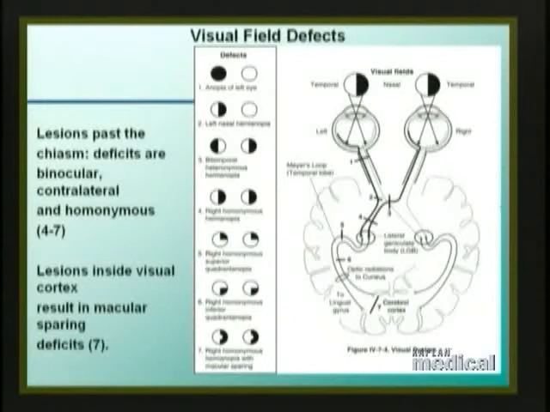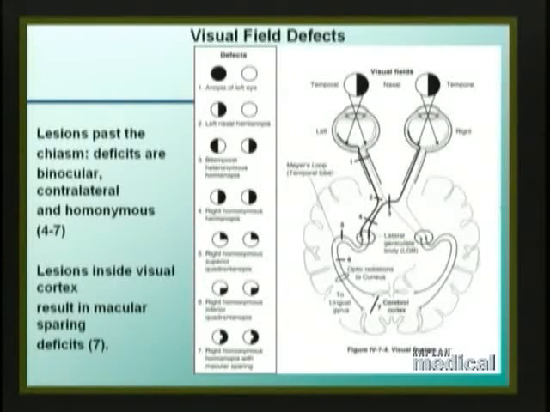All lesions past the chiasm are going to be again different than lesions in front of the chiasm or at the chiasm. Here again, like chiasm lesions, the deficits are going to be binocular. They're going to be shading losses in both circles. But now, very different. Lesions past the chiasm, all of them are contralateral in presentation, and they are homonymous. So what does this mean?